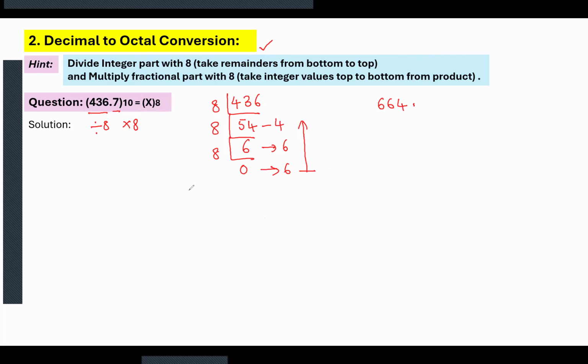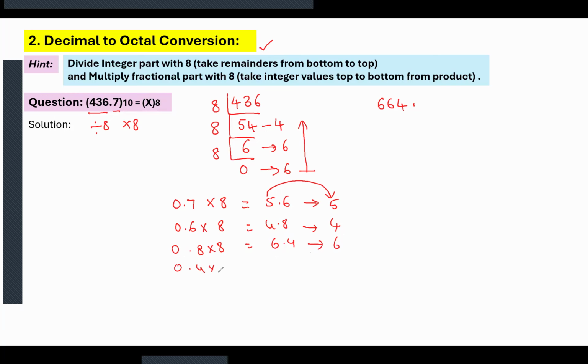Similarly, for a fractional part, multiply with 8. The fractional part is 0.7, multiply with 8. So this is 5.6. From this, we should take the integer value. This is 5. Now, we should again multiply this fractional part with 8, which is equal to 4.8. Here 4. Again 0.8 into 8, which is equal to 6.4. Next 0.4 into 8, which is equal to 3.2. So just 4 to 5 multiplications is sufficient. Now we should take these integer values from top to bottom for fractional part. The values are 5, 4, 6, 3. Okay, this is our octal value for the given decimal number.